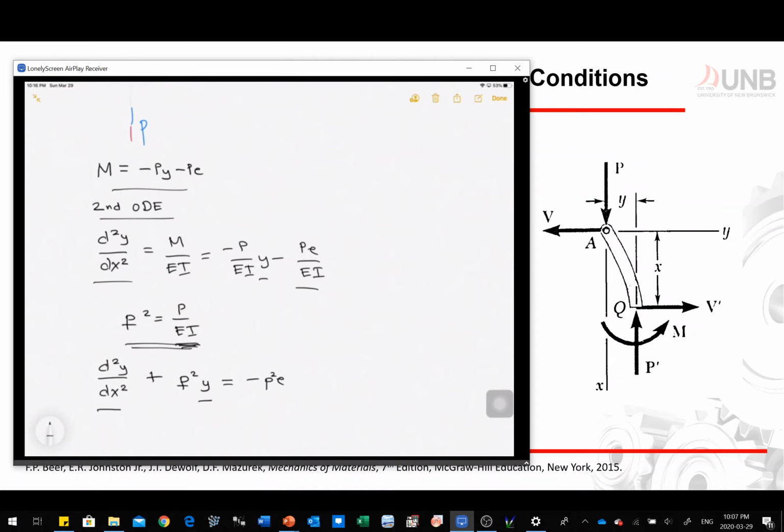If you go back to your basic math, you will see that this is a linear non-homogeneous differential equation, and of the second order with constant coefficients.